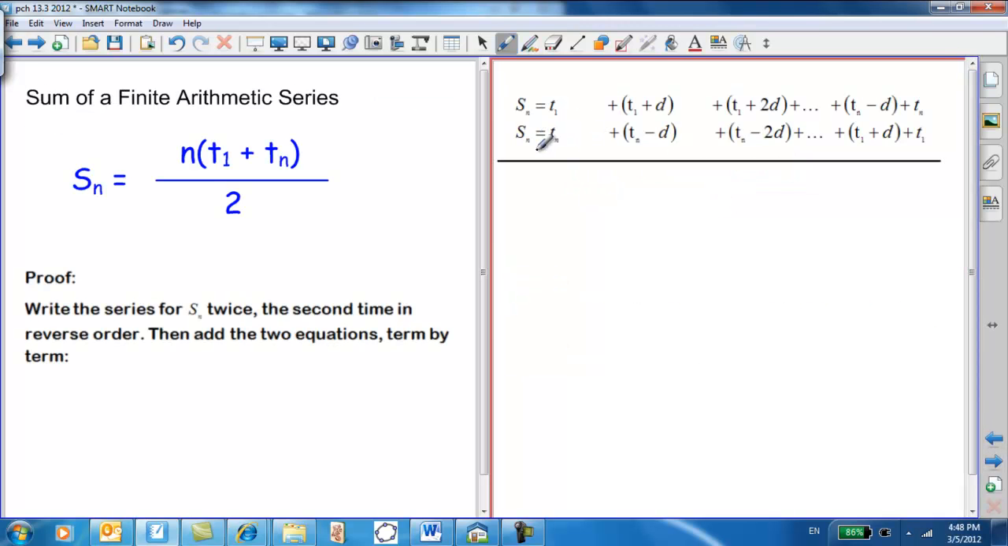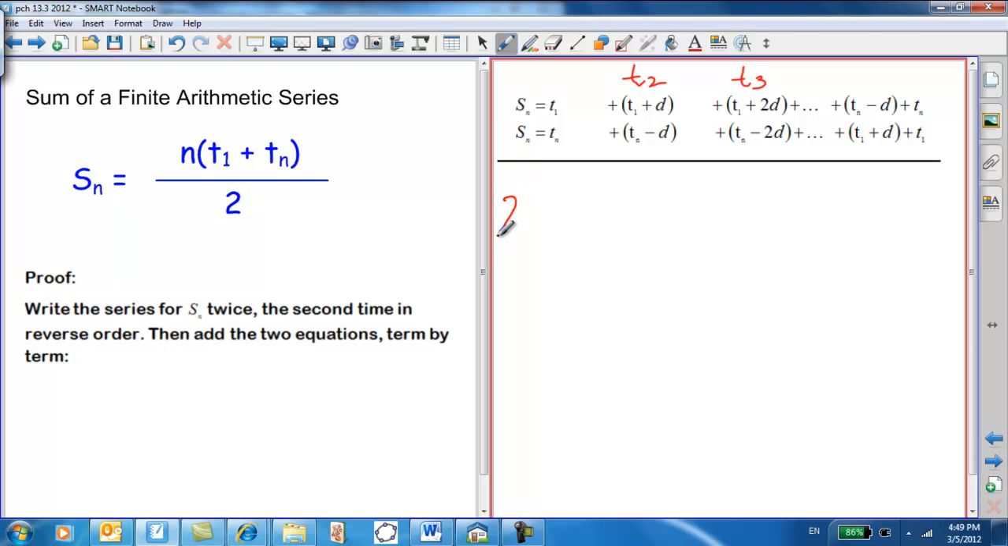So here's the proof. We can write the sum formula twice. Basically, the sum of the first n terms is t sub 1 plus t sub 2, which is t sub 1 plus 1 common difference. And t sub 3 is t sub 1 plus 2 common differences, and so forth till we get to t sub n. And now we write the same thing backwards, starting with t sub n. To get to the t sub n minus 1 term, you have to subtract d.